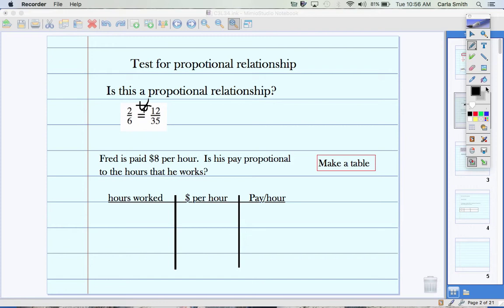Let's look down. Down, I have 2 times what gives me 6? I'm going to say 3. 2 times 3. And 12 times what gives me 35? I know that 12 times 3 gives me 36, but nothing is going to give me 35. So either way, those are not a proportion. So this is not going to be a proportion.